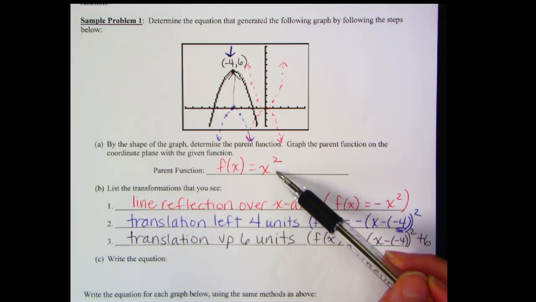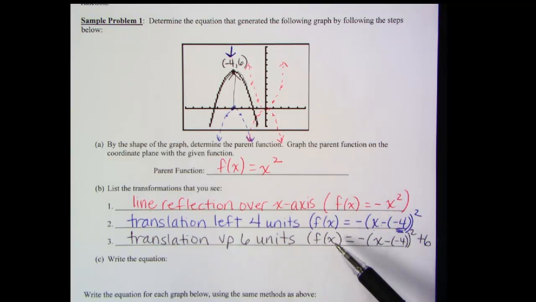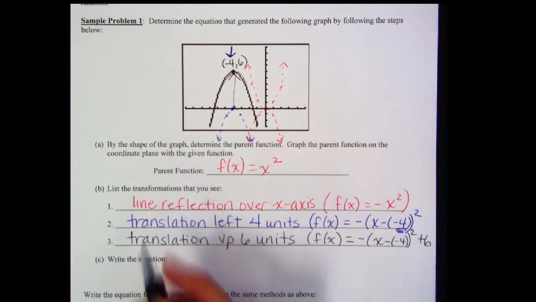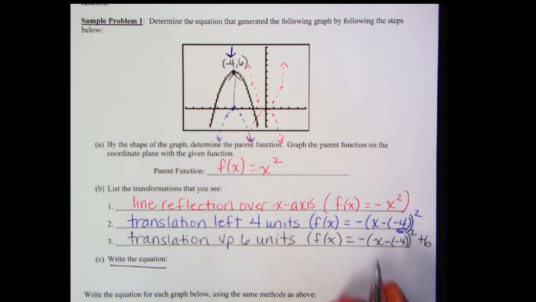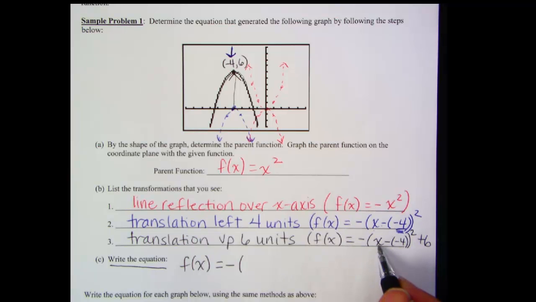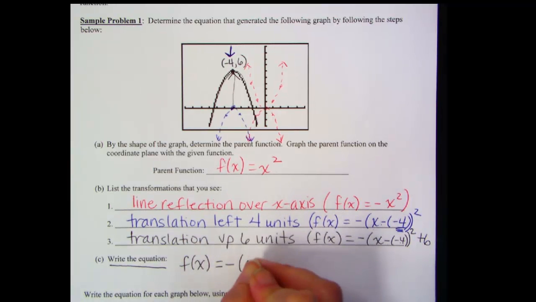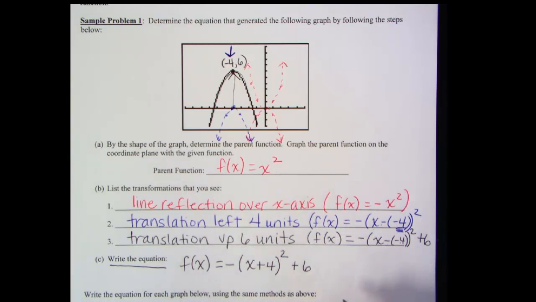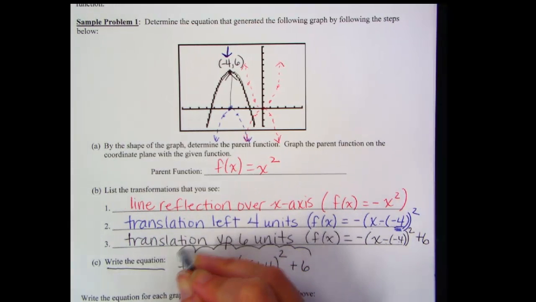So there's the work I want to show. I want to think about the parent function and each individual transformation, and we build the equation from each transformation. And then the final equation, all cleaned up, will be f of x equals negative, x minus a negative 4 is x plus 4, all squared, there's the parent part, plus 6 for that vertical transformation or translation up 6. And there's your answer.